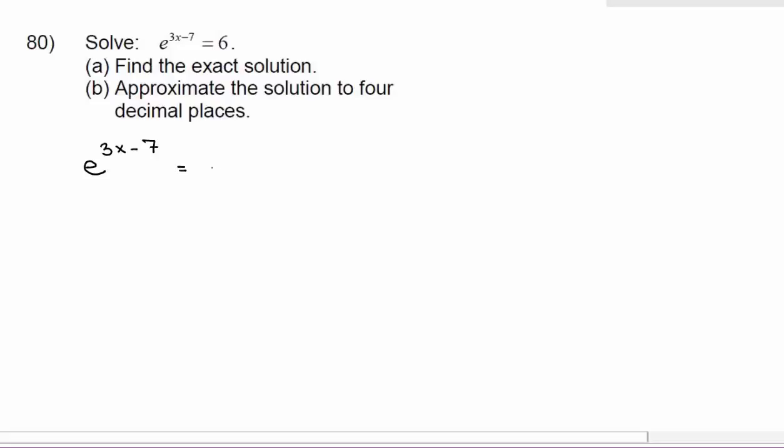It says solve e raised to the 3x minus 7 power equal to 6. Find the exact solution and approximate the solution to 4 decimal places. We're going to start off by taking the natural log of both sides here.